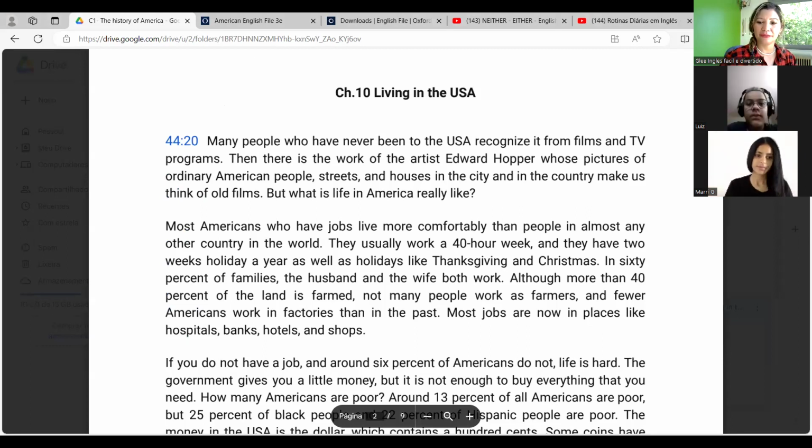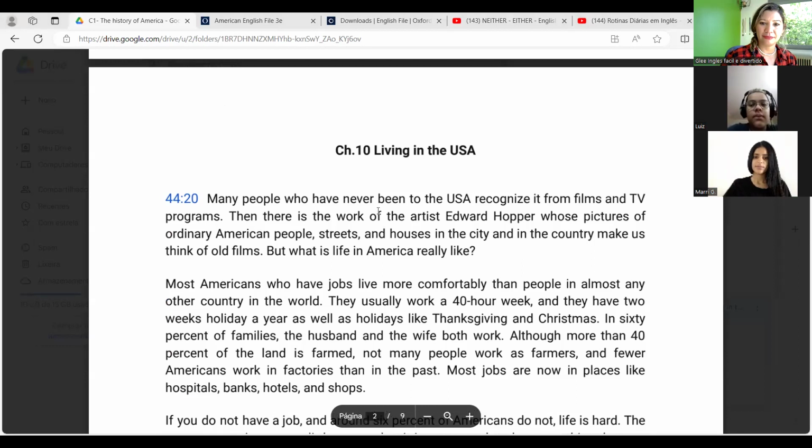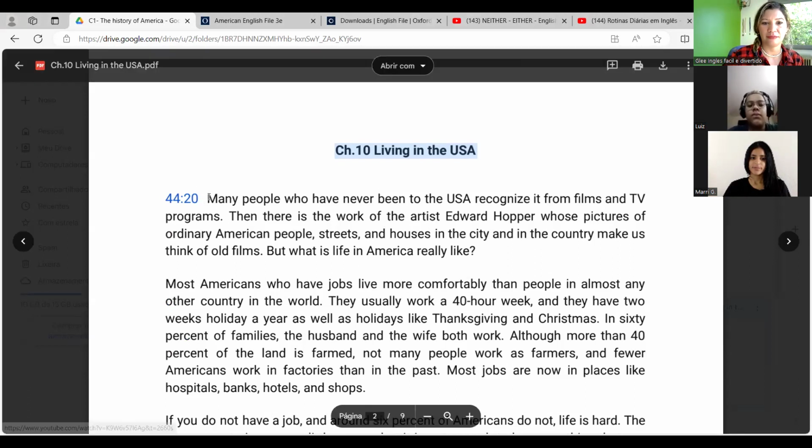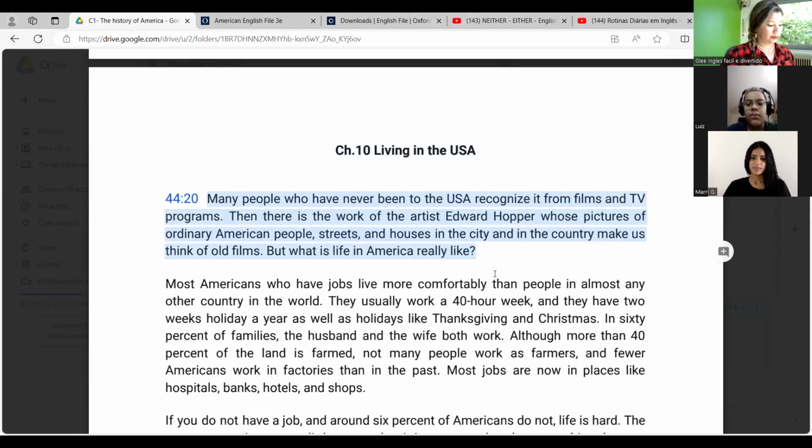Let's go. That film stars will become successful politicians more often in future. Chapter 10. Living in the USA. Many people who have never been to the USA recognize it from films and TV programs. Then there is the work of the artist Edward Hopper, whose pictures of ordinary American people, streets, and houses in the city and in the country make us think of old films. But what is life in America really like?